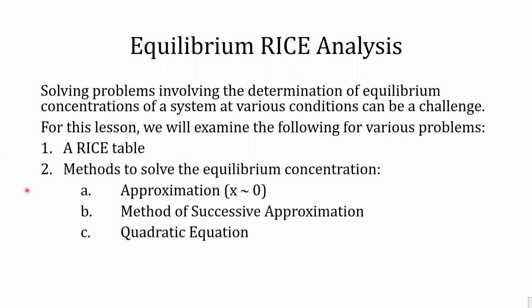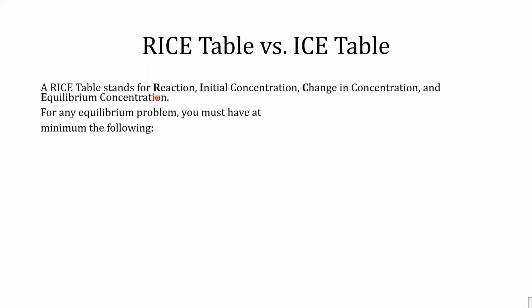1. A RICE table. 2. Methods to solve the equilibrium concentration: A. Approximation. B. Method of successive approximation. C. Quadratic equation. A RICE table stands for reaction, initial concentration, change in concentration, and equilibrium concentration.